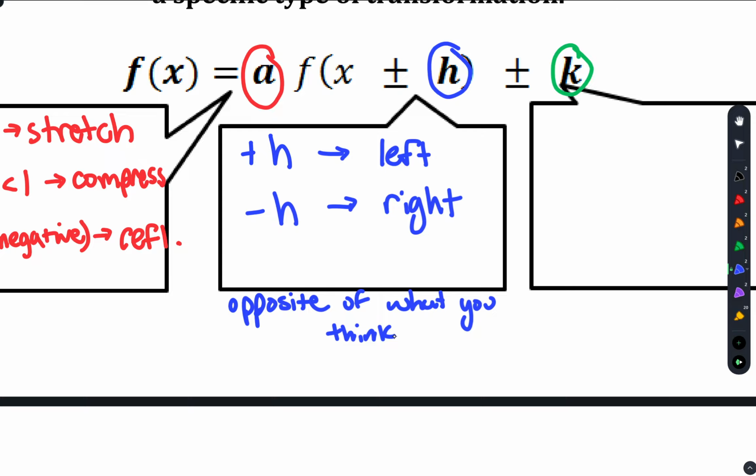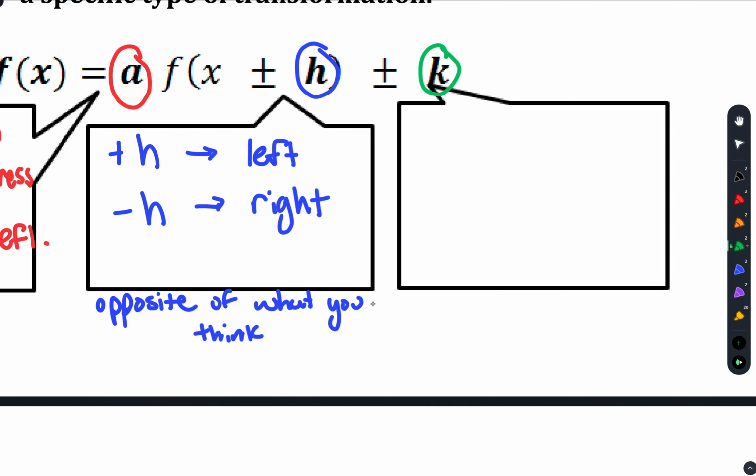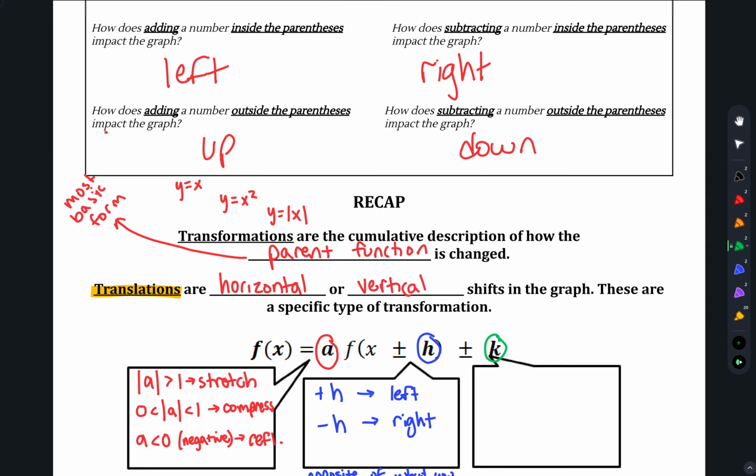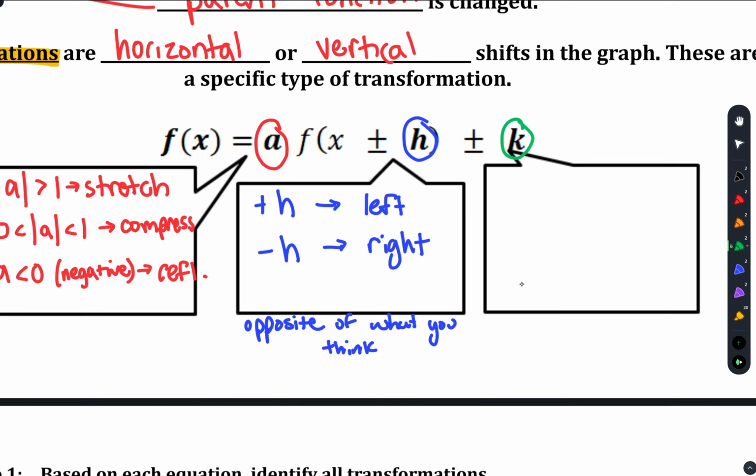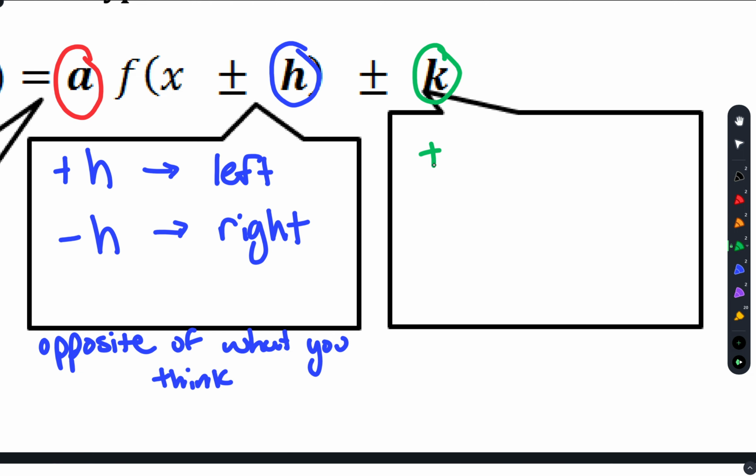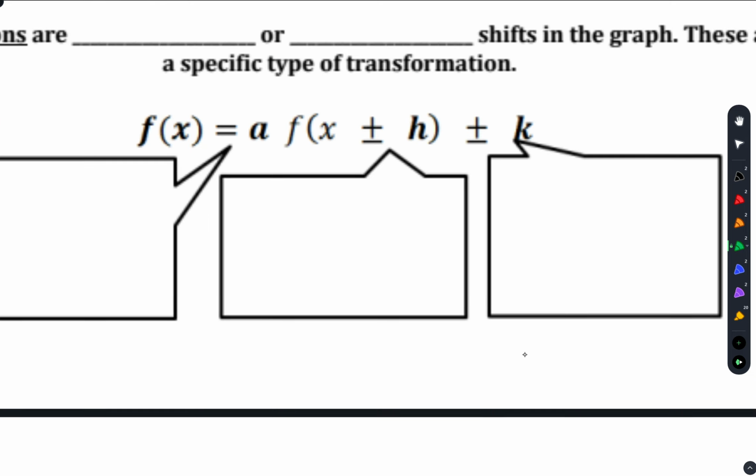And then the last number is k. k goes on the very end. It goes after the squares, after the absolute values, after the parentheses. All the way at the end is k. And k moves our function up and down. If we take a look at our notes, when we add k, we move up. When we subtract k, we move down. So plus k is upwards. Minus k is downwards. Any questions on this?